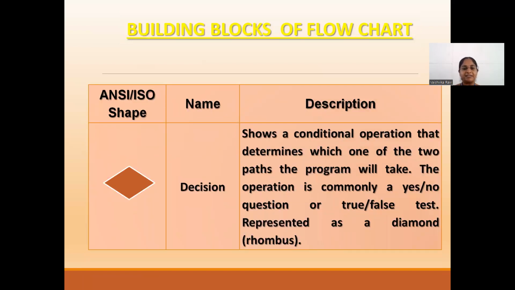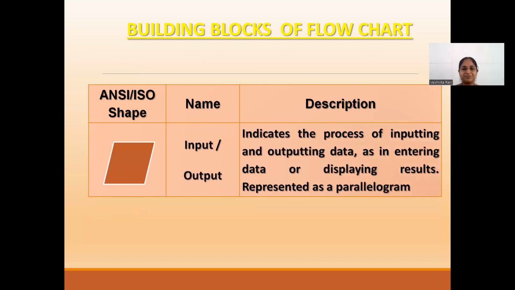Then is a diamond. It is for decision making. It shows a conditional operation which determines which one of the two or more paths the program will take. The operation is usually a yes or no question or true or false state. It is represented as a diamond symbol or as a rhombus.